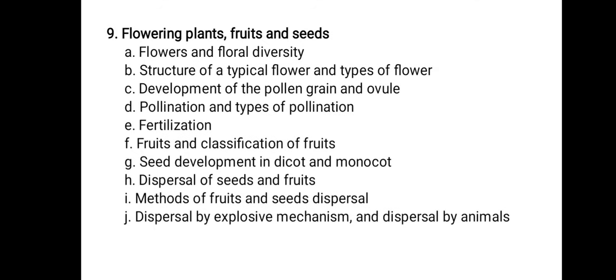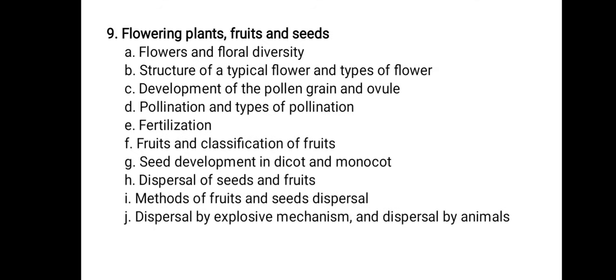And then the A aspect will be about flowers and floral diversity. The B will be on structure of a typical flower and types of flower. C is development of the pollen grain and ovule. D, pollination and types of pollination. E, fertilization. And then in F, we'll talk about fruits and classification of fruits.